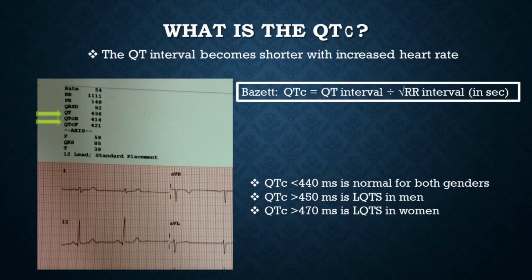QTc less than 440 milliseconds is normal for both genders. More than 450 milliseconds in men and more than 470 milliseconds for women means long QT syndrome. So you need to evaluate the patient for any acquired or congenital conditions causing this.